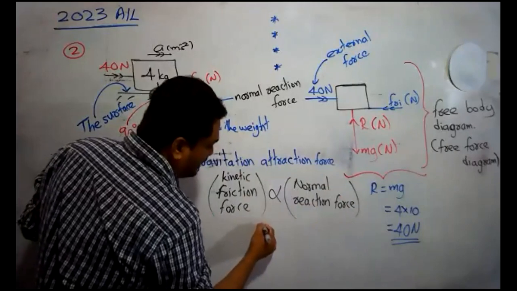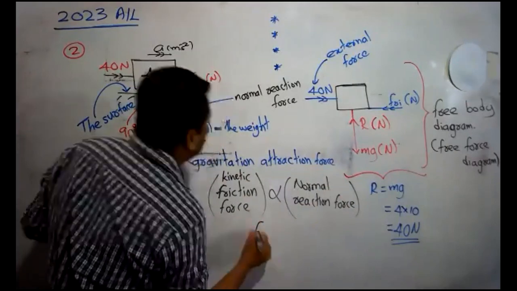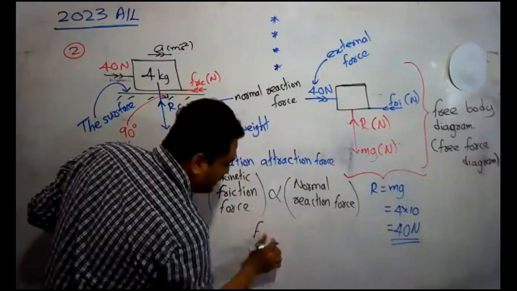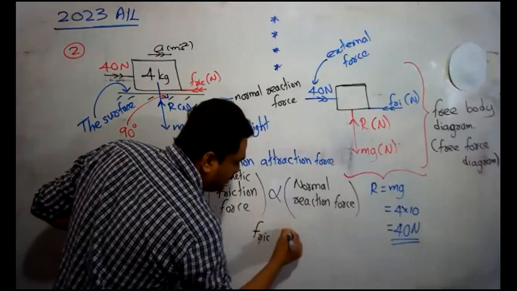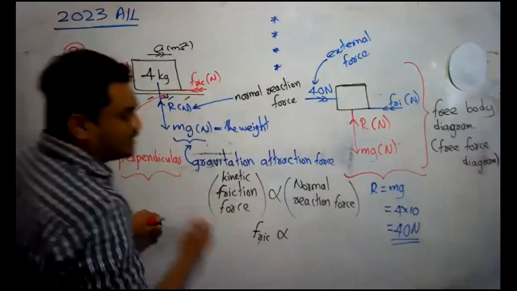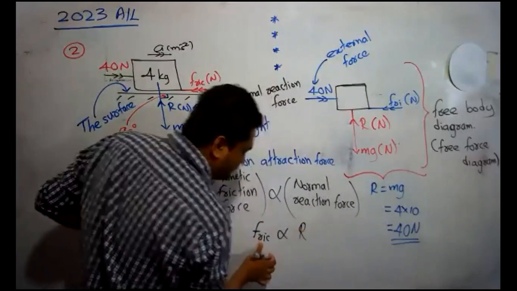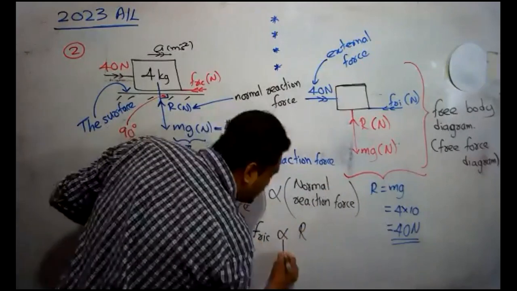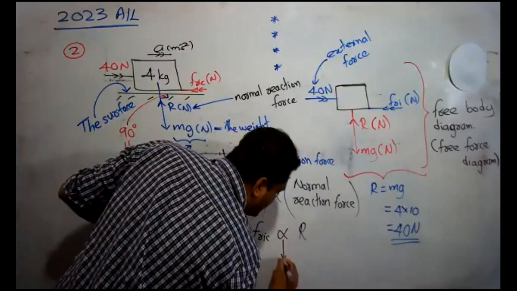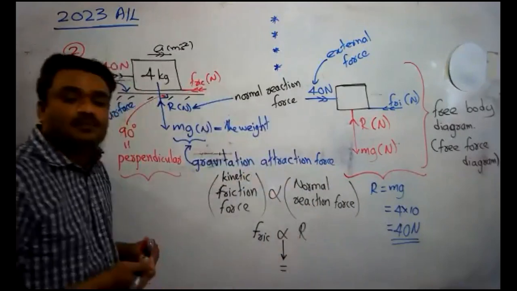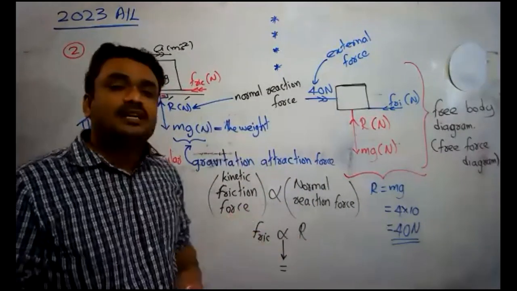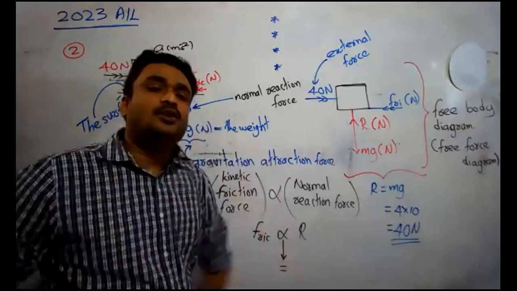Let me use F_fric to indicate the friction force. F_fric is directly proportional to the normal reaction force, that is capital R. How do we convert a directly proportional sign into an equation sign? Somebody unmute the mic and tell me. By multiplying by a constant.